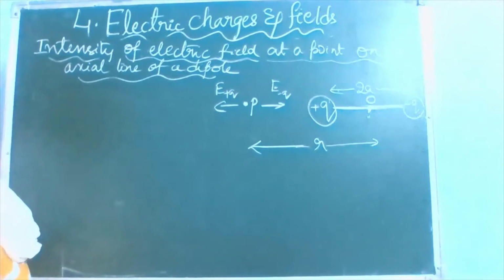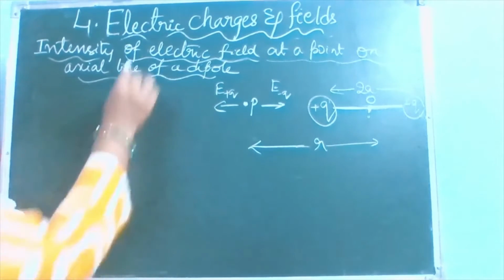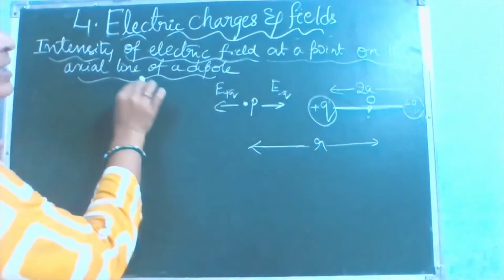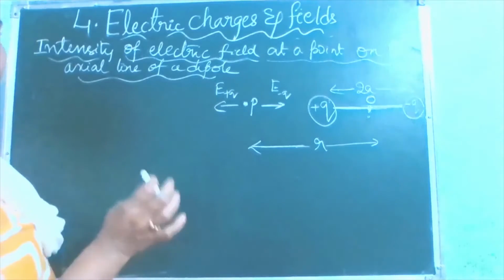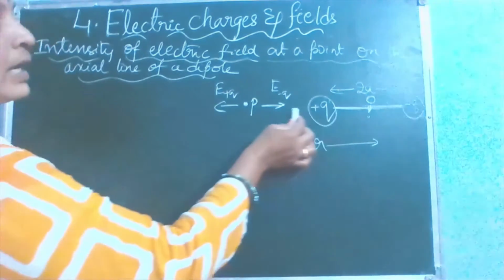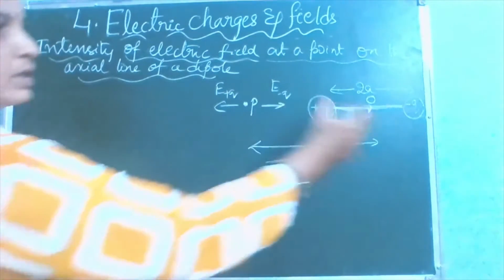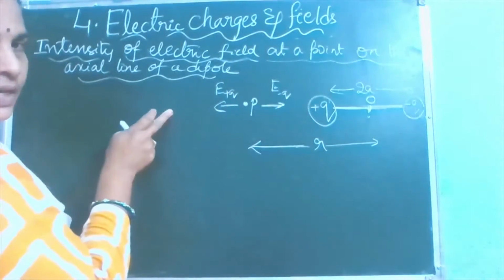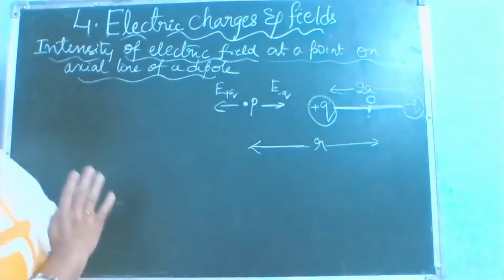Intensity of an electric field at a point on the axial line of a dipole. Axial line means along the direction of the dipole. That means this one is the dipole along the axial line. This one is the axial line. Then along the axial line of the dipole, we have to calculate.